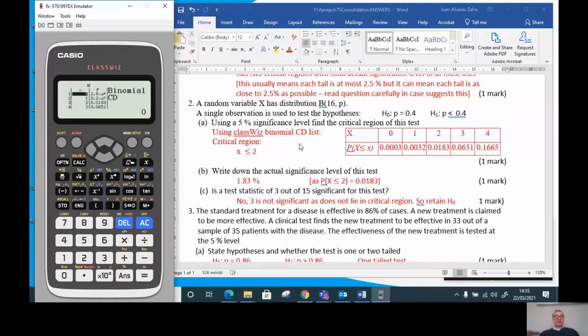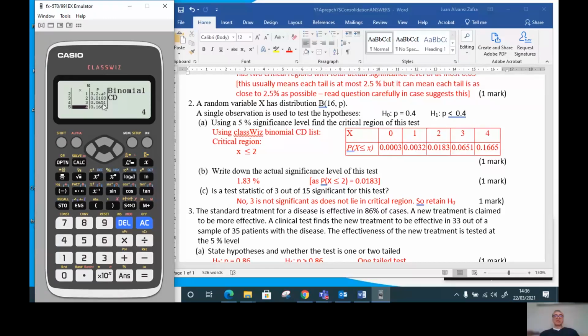When we look at the table of values, we should see the probability of being less or equal to 0 is 0.00028. The probability of being less than or equal to 1 is 0.0032. Less or equal to 2 is 0.018, that is 1.8%. Less or equal to 3 is 0.0651, that's 6.5%. And less or equal to 4, if I just go down, is about 16%.